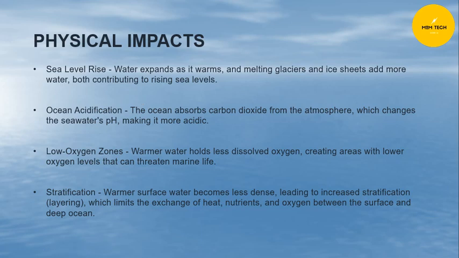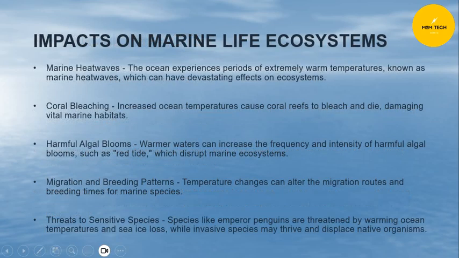We also have the problem with low levels of oxygen. So the hotter the water, the less oxygen it will hold, which threatens marine life. And stratification is the layering of the ocean. It affects the exchange between the hot part of the sea, which is the top one, and the bottom part of the deep seas, which is very cold. So those are the effects on the oceans themselves.